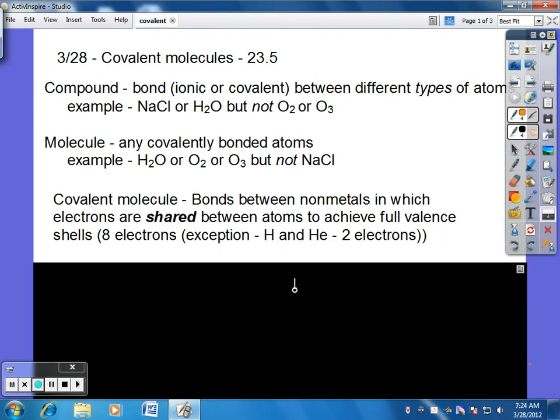A covalent molecule, then, is bonds between nonmetals. So there's no metals in a covalent bond, in which electrons are shared between atoms to achieve full valence shells. Instead of electrons transferring to get positive or negative charges and then electrically attracting, the atoms share electrons between them to get a full valence shell, which would be 8 electrons, of course, except hydrogen and helium, in which it's 2 electrons, because remember, those only fill up the first smallest energy level.